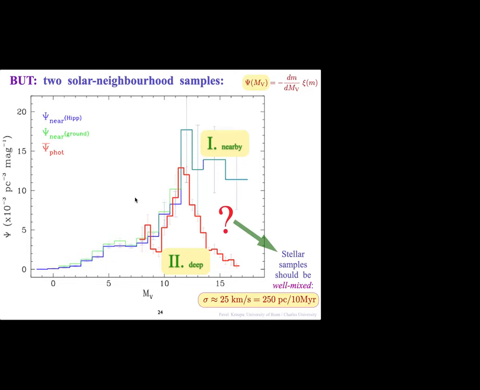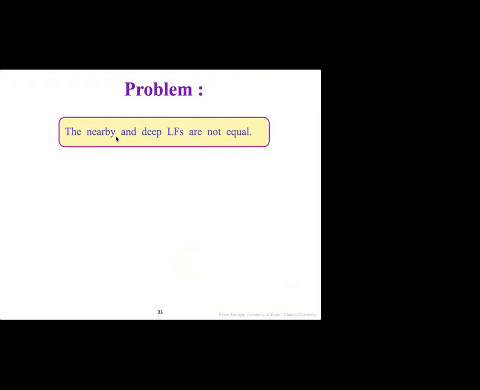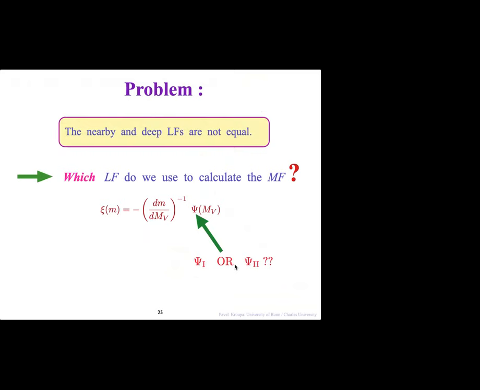Now, so we have this problem: the nearby and deep luminosity functions are not equal. And which one do we use to calculate the mass function here? This function, this nearby one, or the deep one? And that would, of course, lead to very different calculations of the mass function here. Now, I was mentioning this function here, which I have not yet addressed. And maybe that is an attack point to solve this problem, although it's a bit difficult to understand how that could have a bearing on the star counts.